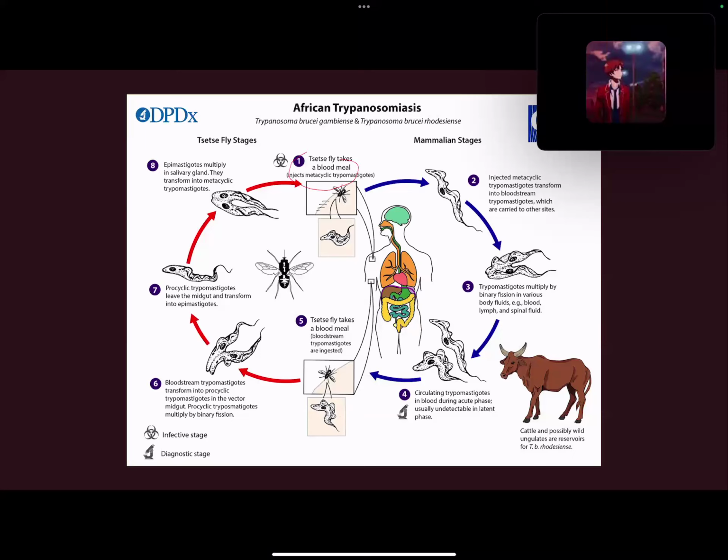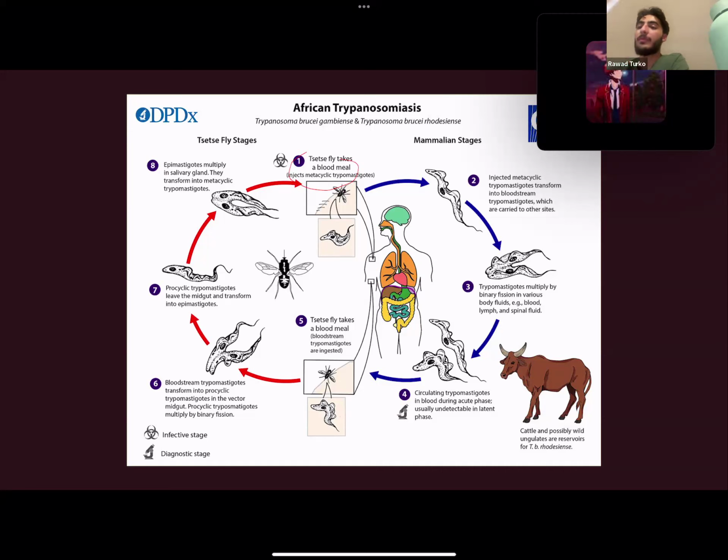Sure. So you get these metacyclic trypomastigotes. They transform into the bloodstream trypomastigotes, which are carried to other sites. Then they multiply by binary fission in various blood fluids and move to the lymph nodes. They move through the lymph node, and then they might move up to the CNS, to the brain, and that's how they cause the coma and the somnolence and all those things.